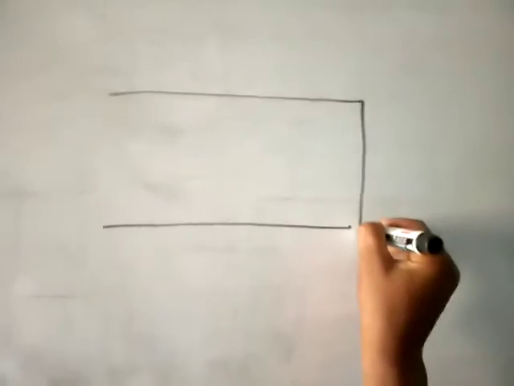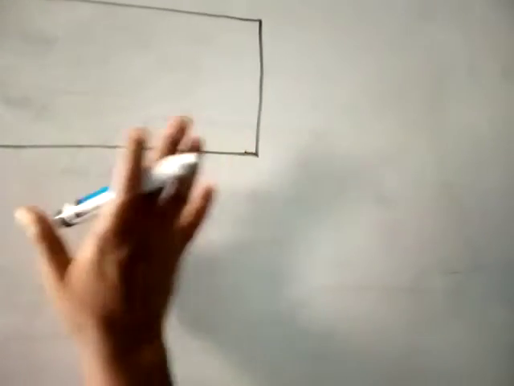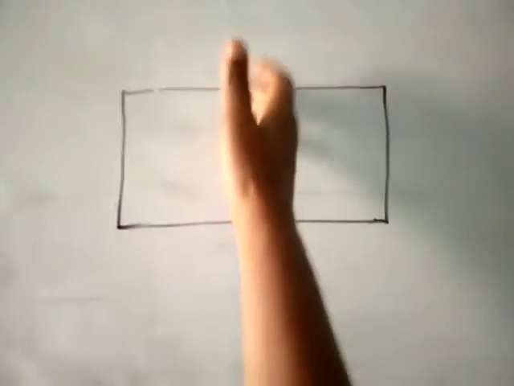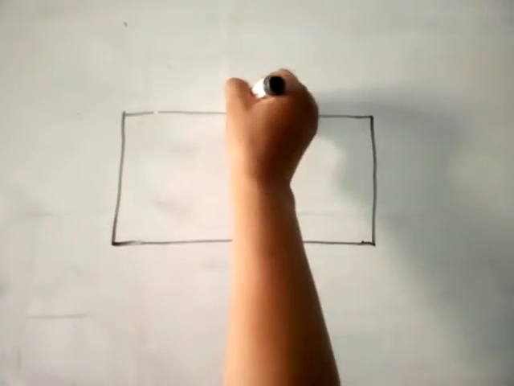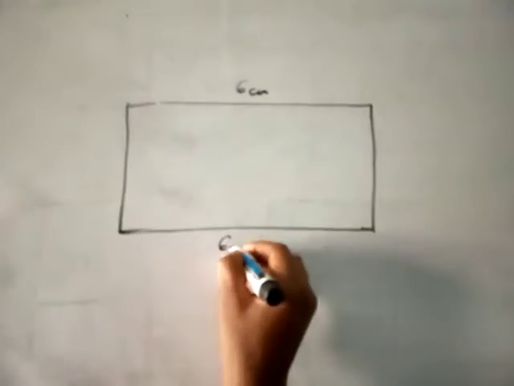Now if you look at the rectangle, the surface of your table at home is a rectangle. So if you look at it, this is a rectangle, which we said opposite sides are equal. For example, if this side is 6 centimeters, this will be 6 centimeters.